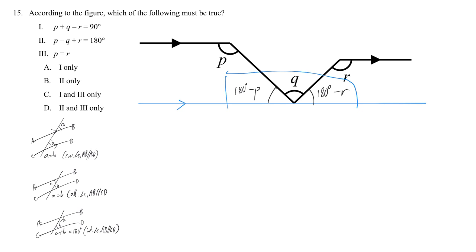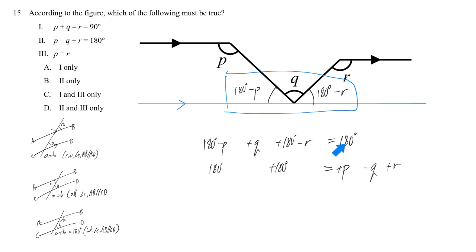Afterward, we just focus in this region. It's form a complete straight angle. So 180 degree minus P together with Q together with 180 degree minus R, it will give you 180 degree straight angle. Because our option just provide positive P here, so I try to group everything to another side to ensure we have positive P. Minus Q, positive R. 180 degree plus 180 degree, and then I move this one become minus 180 degree. So P minus Q plus R is equal to 180 degree. So that's why the second statement is correct.